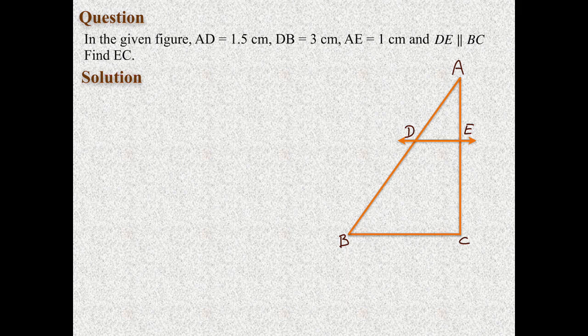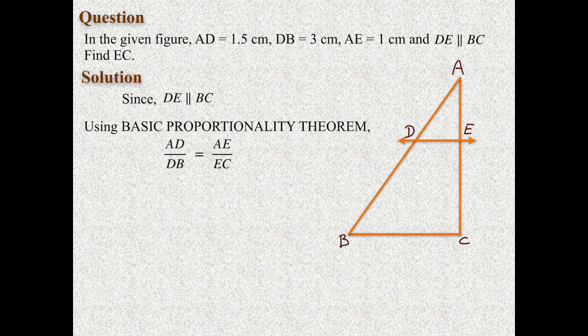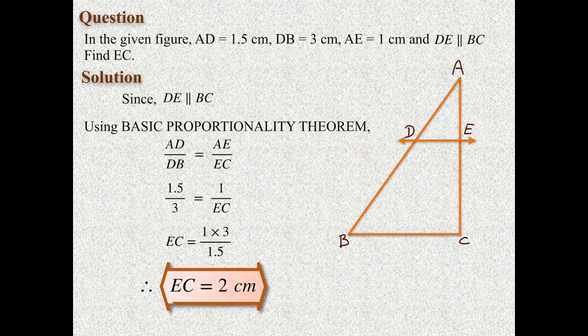So, the solution is, since we have DE parallel to BC, we can use the basic proportionality theorem, which says that AD upon DB is equal to AE upon EC. Now, substituting the given values, we have 1.5 upon 3 equals 1 upon EC, and by cross multiplication we get EC equals 1 into 3 upon 1.5, which is equal to 2 centimeter. Hence, this is the required answer.